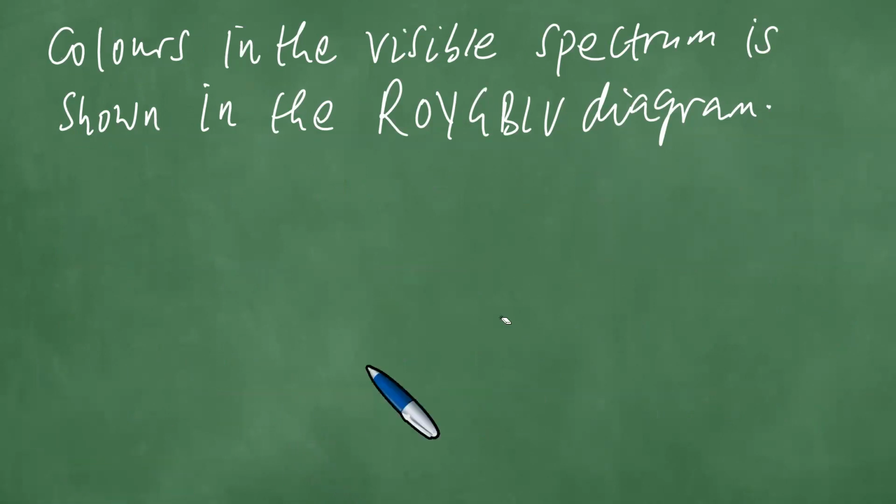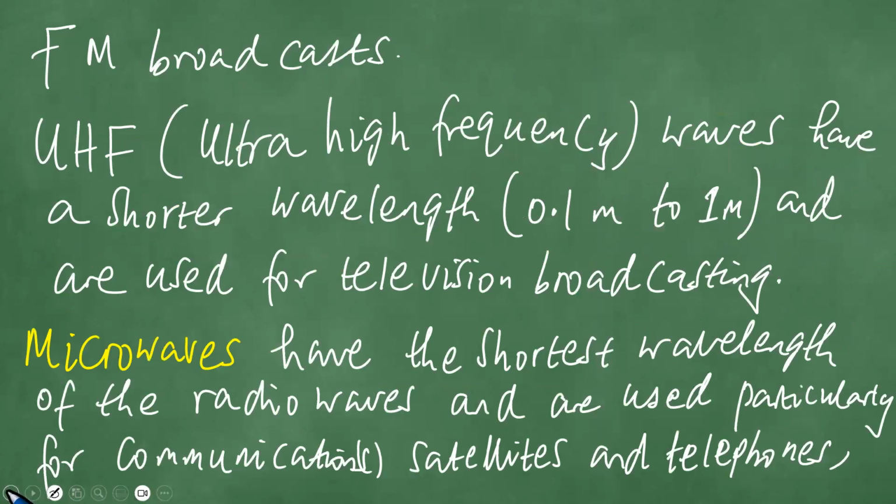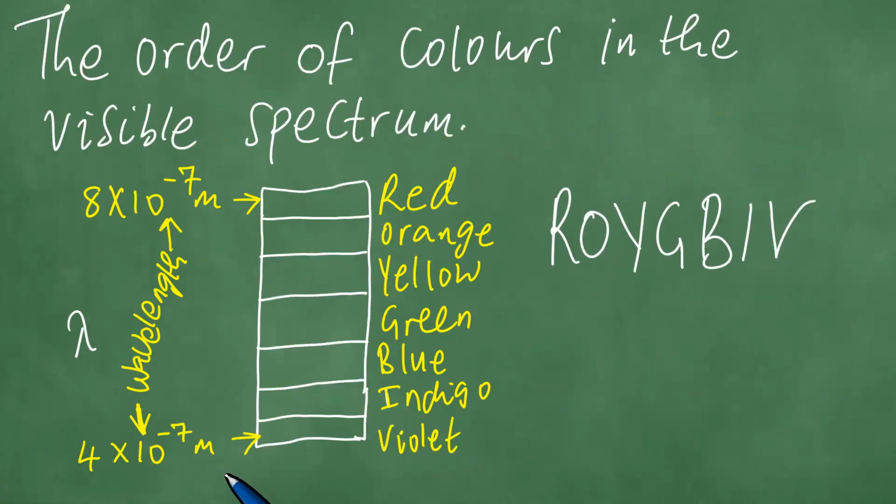So we looked at the ROYGBIV diagram and we drew it, and we agree that at this point we're able to see red color, orange, and so on in the ROYGBIV diagram. But we know that red has a wavelength of 4 times 10 to the minus 7, and violet has a wavelength of 8 times 10 to the minus 7. So red is 4 times 10 to the minus 7. Violet is 8 times 10 to the minus 7. That is what we saw in the diagram here, or the other way around.